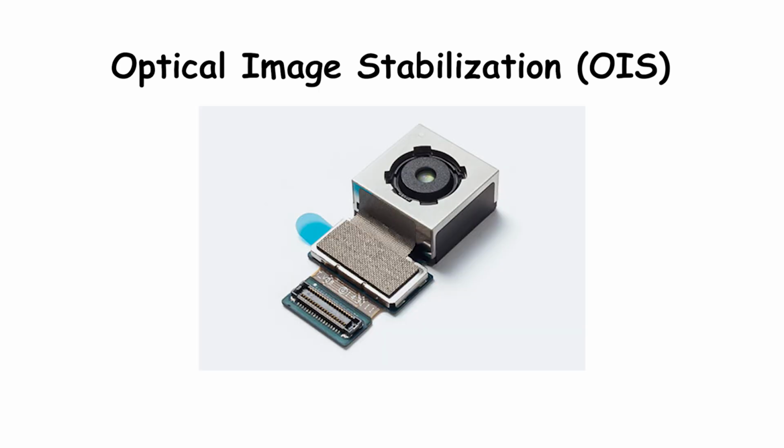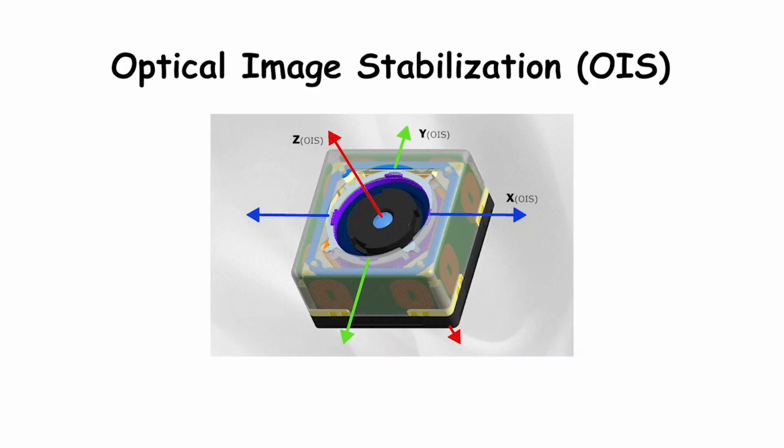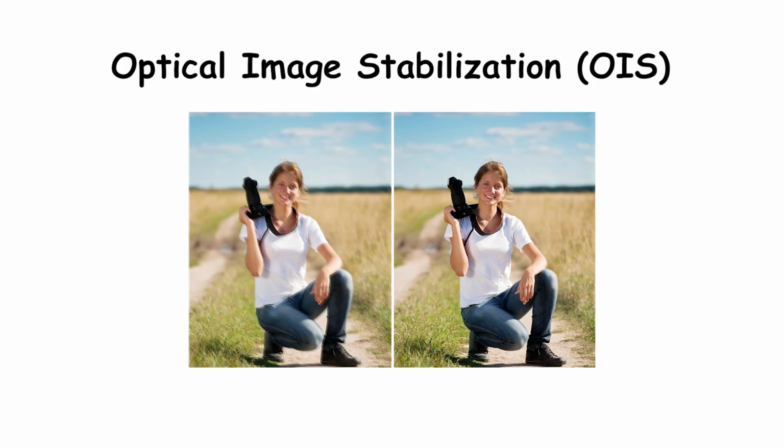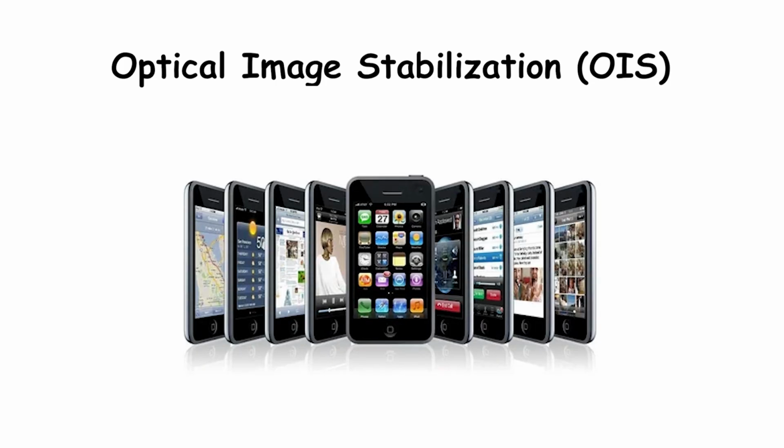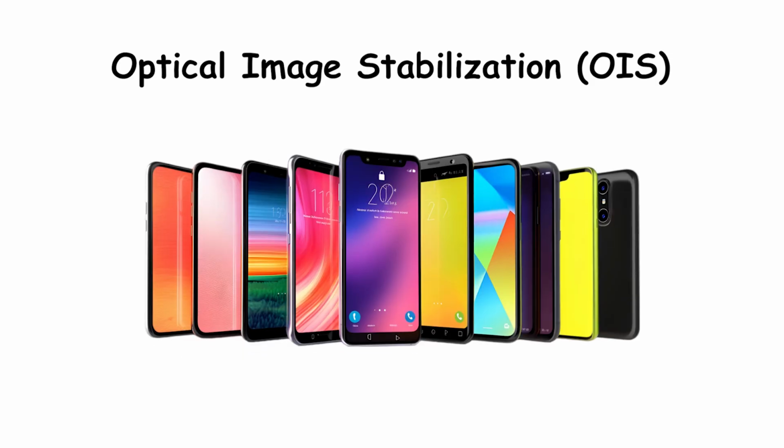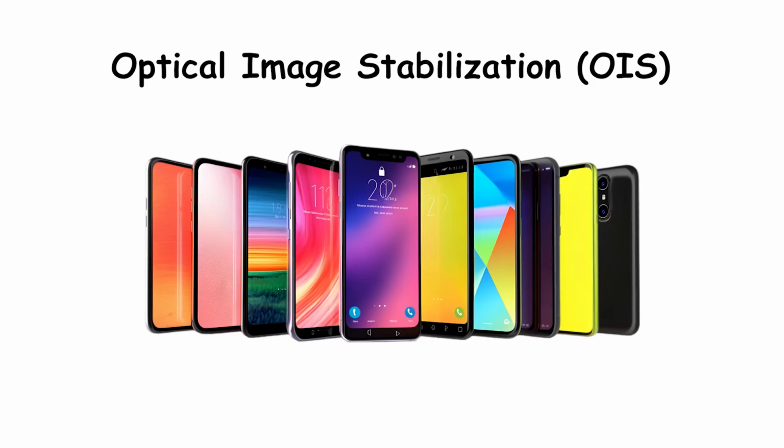This is especially useful in low light when the camera needs a slower shutter speed, which normally would make photos blurry. OIS is also super important for video recording because it keeps footage smooth even when you're walking. But just so you know, not all phones have OIS. Budget phones usually skip it to cut costs.